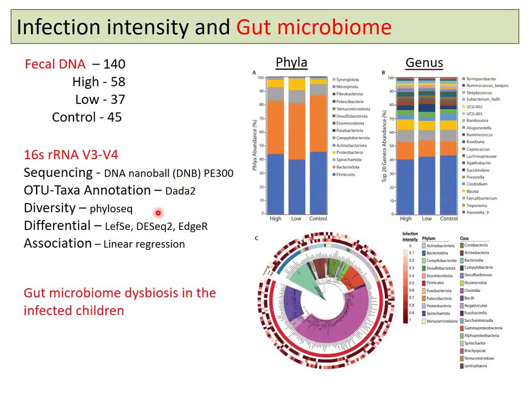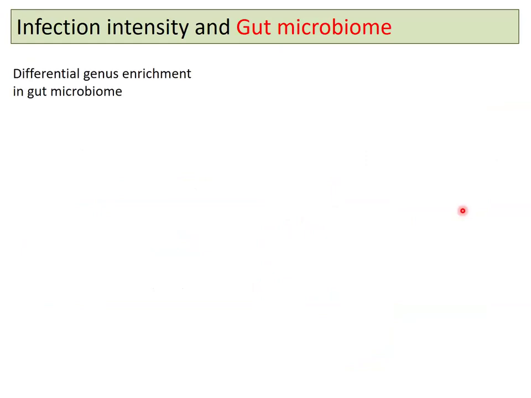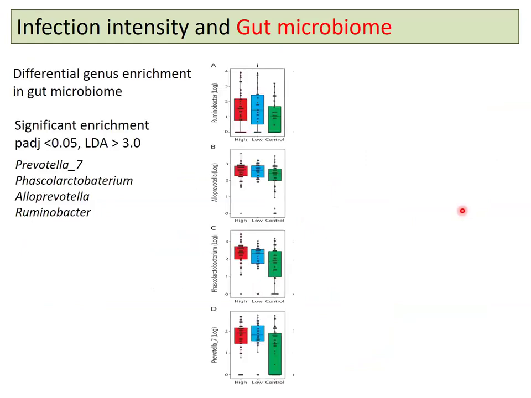So what did we obtain? We observed differences here at the phyla and genus level. We're able to observe differences between the high infection intensity, low, and also the control samples. And this is evident by the profiles that we observe for the specific genus within each of these groups, and we'll be looking at that in the next slide. This was evident of some microbiome dysbiosis between the individuals.